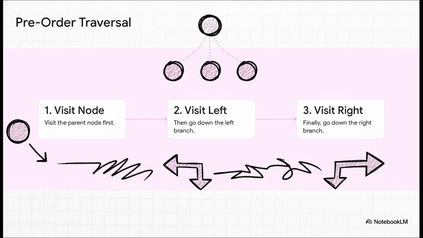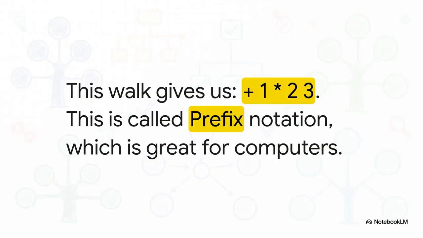Okay, but what if we just tweak the walking instructions a little bit? Let's try a pre-order traversal. This time, we visit the parent node first, then the left child, then the right. So node, left, right. So if we follow that new rule, node, left, right, we get plus 1 times 2 3.